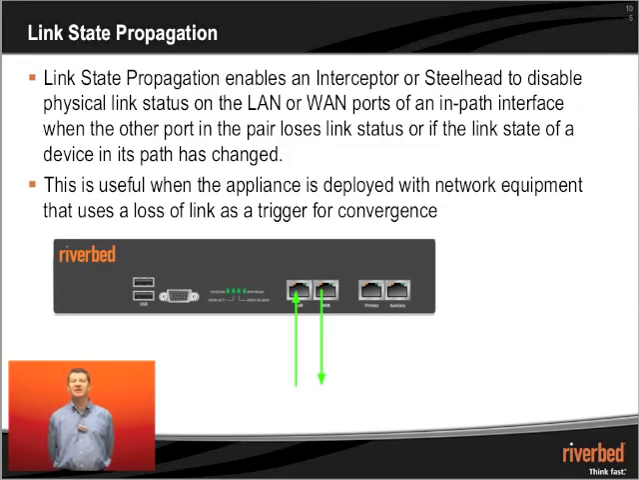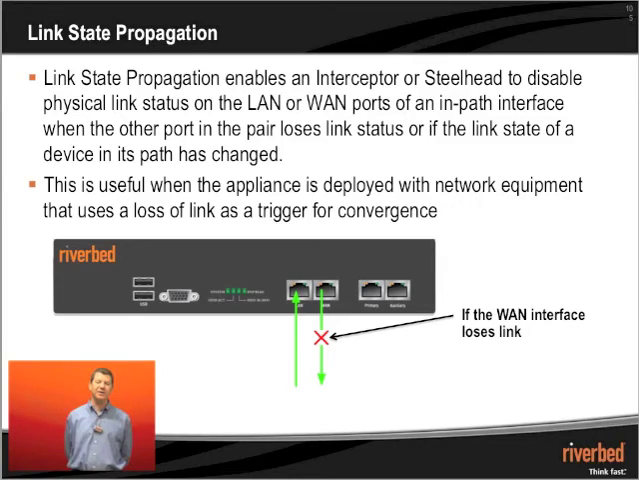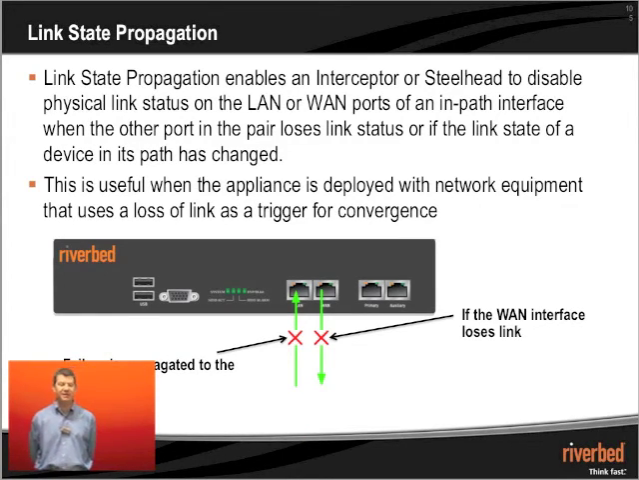Additionally, we'll want to configure link state propagation. Link state propagation propagates the link state across from the LAN interface to the WAN interface and vice versa. This is beneficial on network equipment that uses loss of link to trigger convergence. So, for example, if the router connected to the WAN interface fails, then the steelhead recognizes this and brings down the interface on the LAN side so that the device connected there, maybe the switch, will show that the link is down so that convergence can begin.